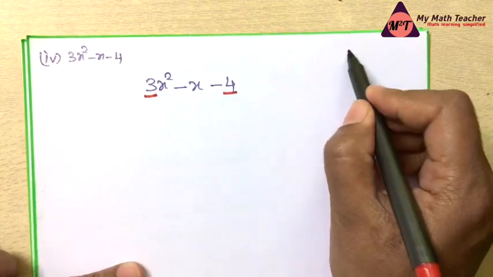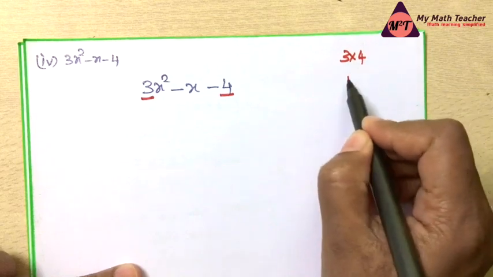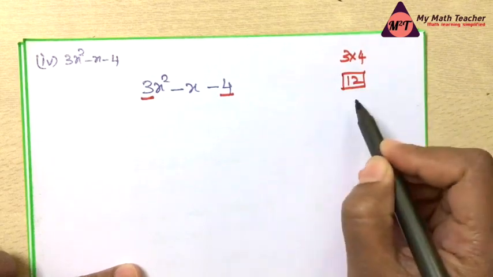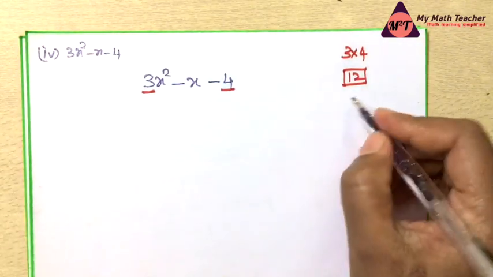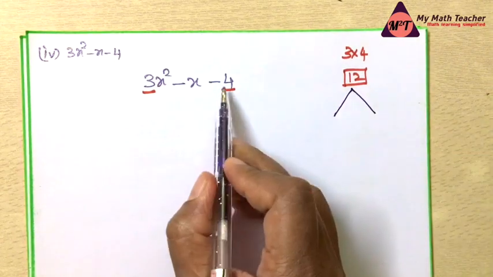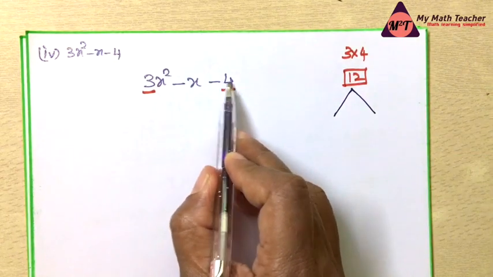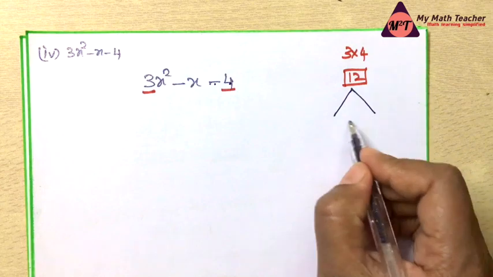Last subdivision, 3x square minus x minus 4. Multiply these two numbers, 3 into 4, which is 12. Now you have to look for two numbers. Before that, write the symbol which is before the constant, that is minus here.